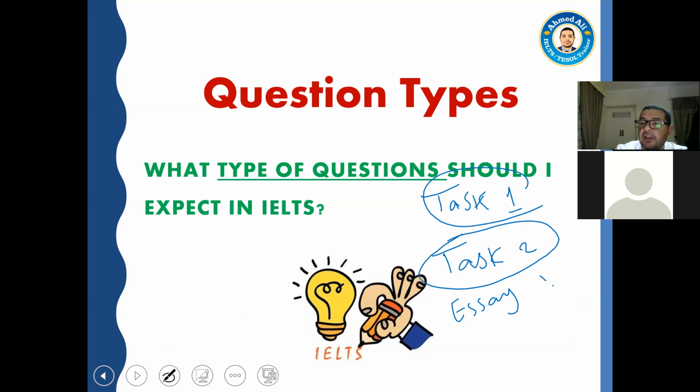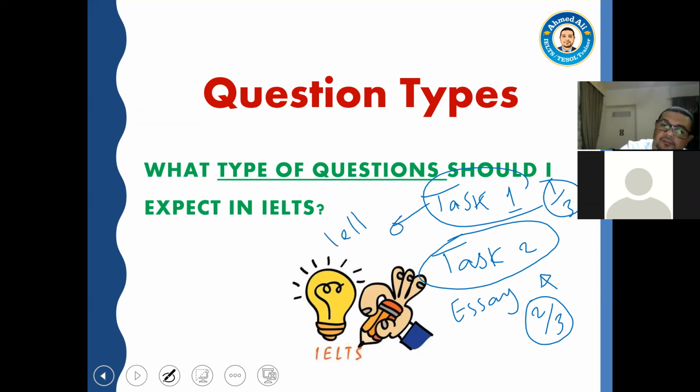And it has 2/3 of the score in your IELTS essay. The other 1/3 is on task 1. This is different between general IELTS and academic IELTS. In general IELTS, you might be asked to write a letter. It could be a formal letter or informal letter. But in academic IELTS, you will be writing a short essay, which is an analysis and description of a graph. This is in academic. Okay?